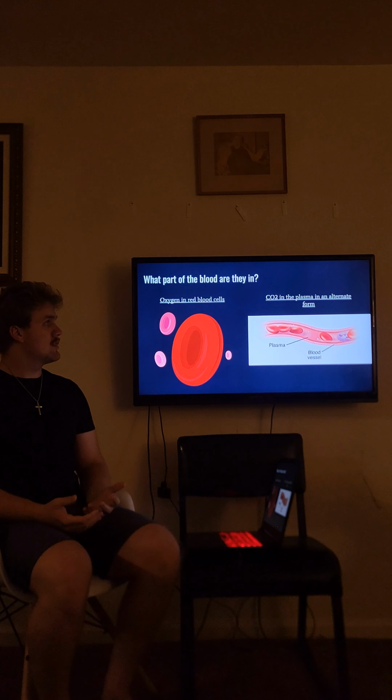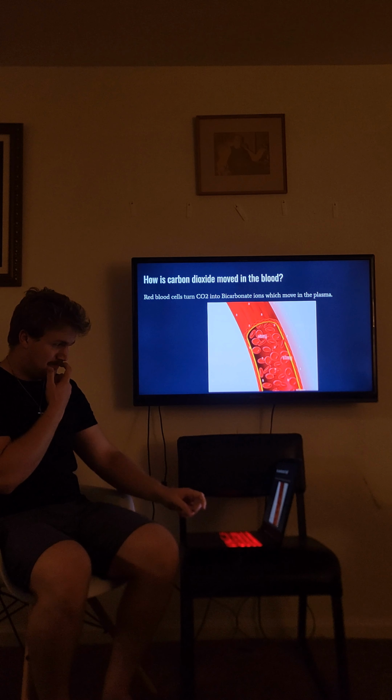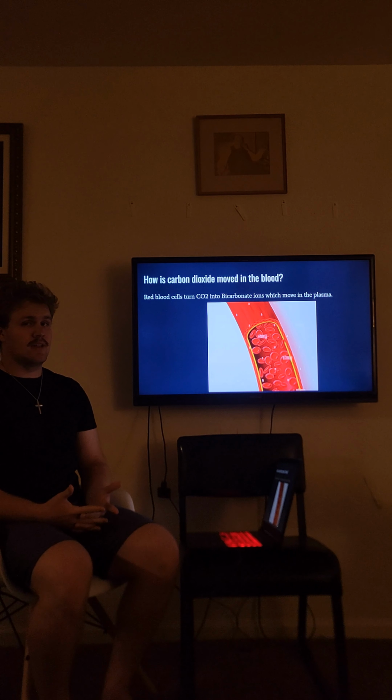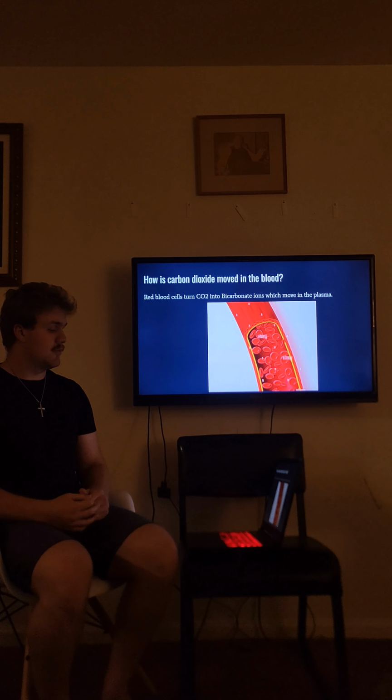Oxygen is in red blood cells and CO2 is in the plasma, but it's in a different form. So let's look at that right now. So how carbon dioxide is moved in the blood. First, it starts out in the red blood cells where CO2 is converted into bicarbonate, which is then moved to the plasma, and that's where it moves.